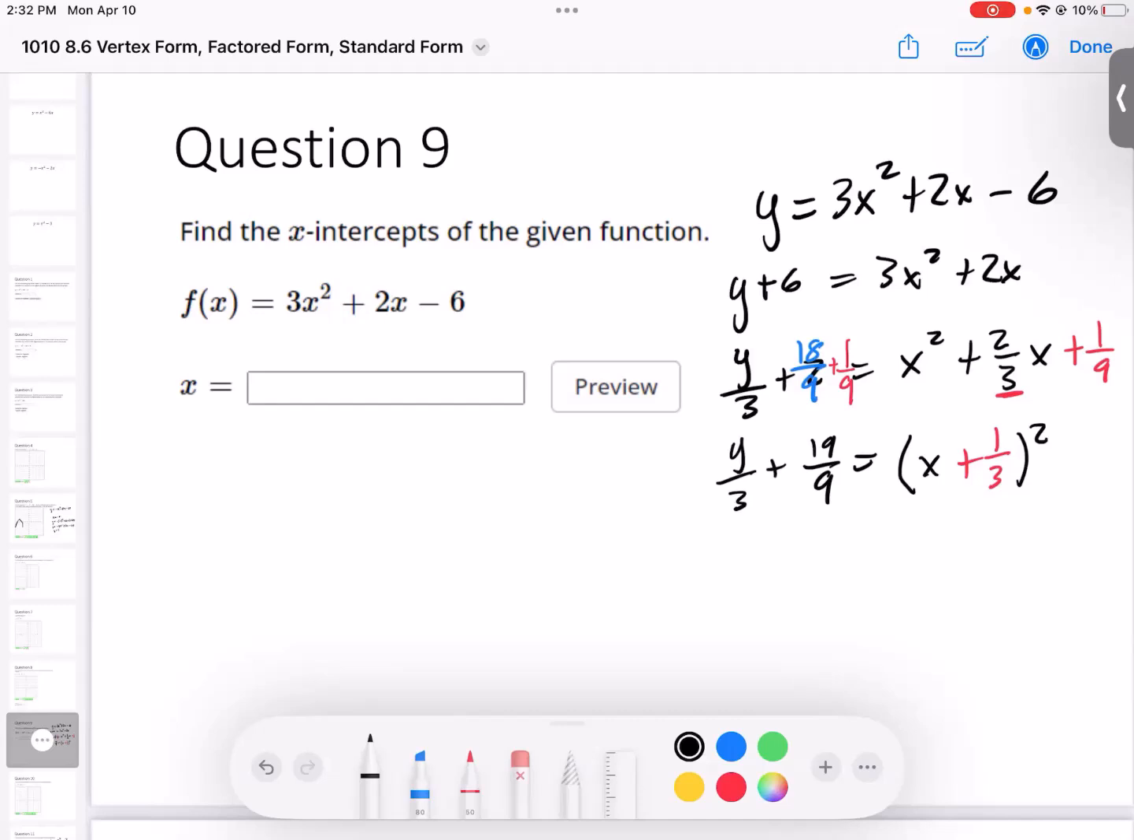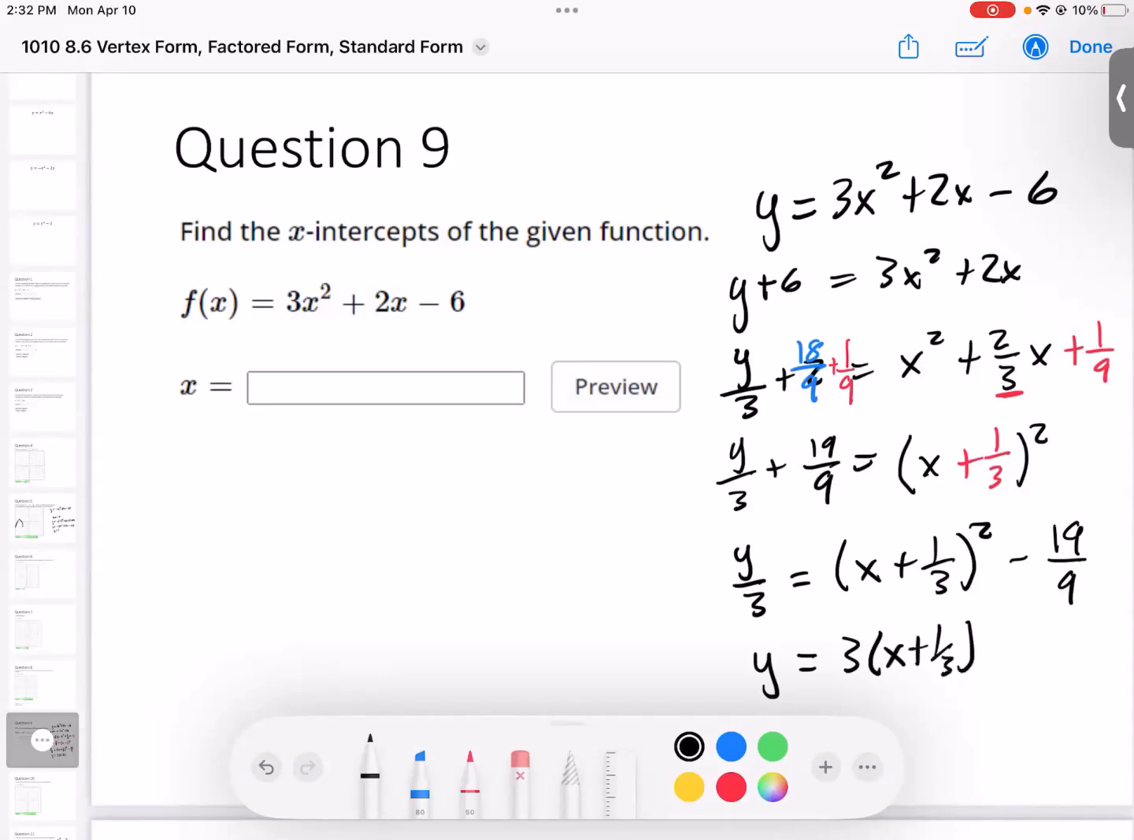Okay, then the next thing I'm going to do is just get y by itself because now I have my x squared stuff. So I'll subtract the 19/9 over, which gives me y thirds equals x plus 1/3 squared minus 19/9. And then to get rid of the 3, I'll multiply both sides by 3, which gives me y equals 3 times my x plus 1/3 squared stuff.